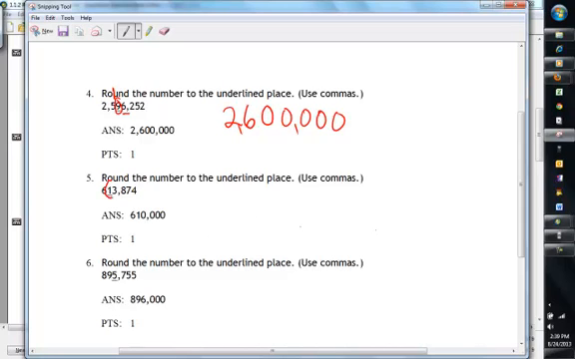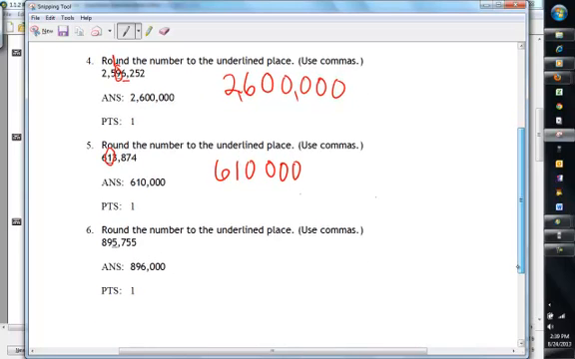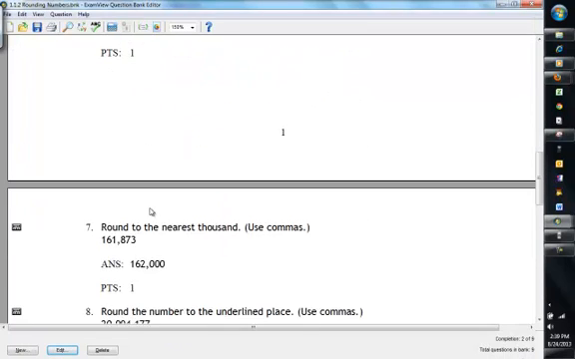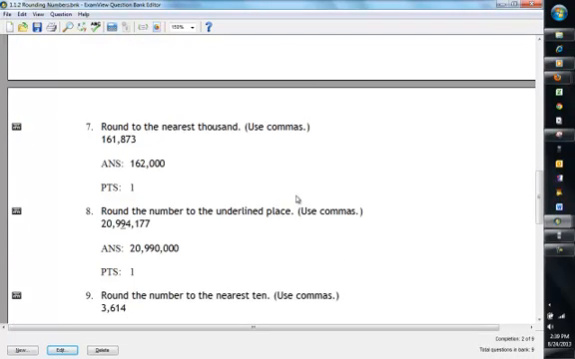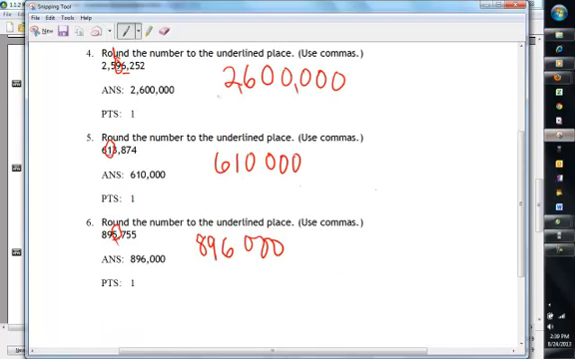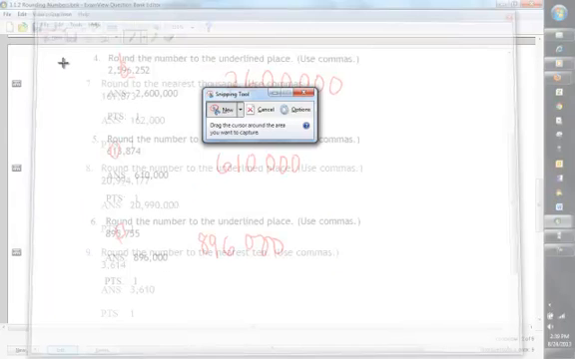Underlined digit is the 1. The number after it is not bigger than 5. So we leave it the same and write everything after it as zeros. Underlined digit is a 5. The number after it is bigger than 5. So we change it to 1 bigger and write everything after it as zeros. Next one.